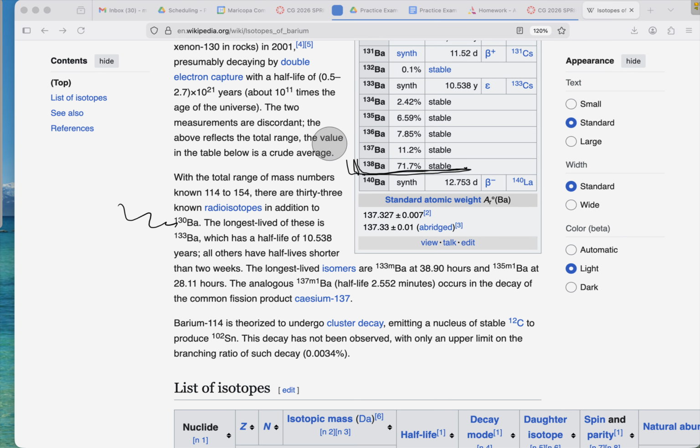Since we're on Wikipedia, I know we did it really fast, but if we take a look at that table, there are other isotopes for barium, right? And the other isotopes for barium all happen to have smaller masses. Neat, good job.